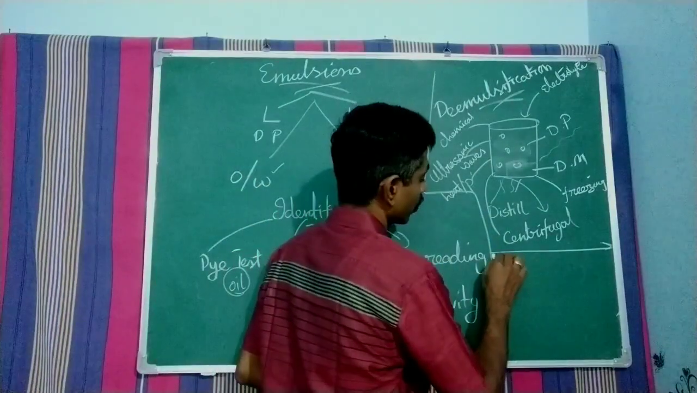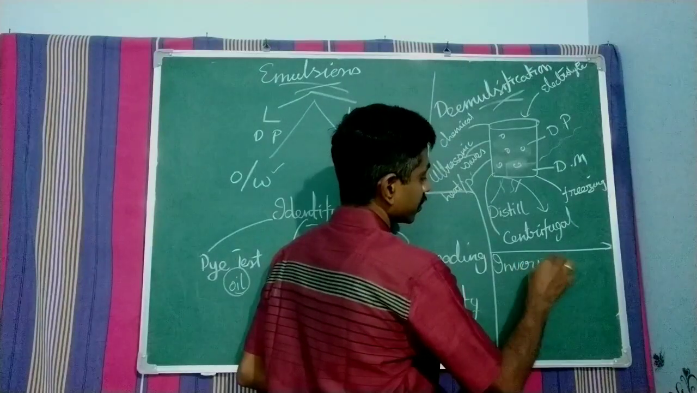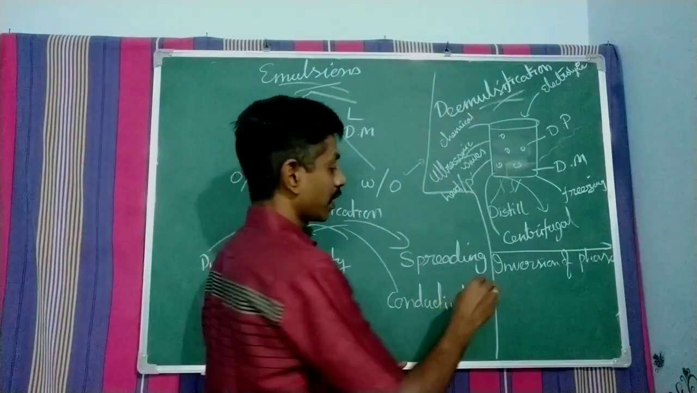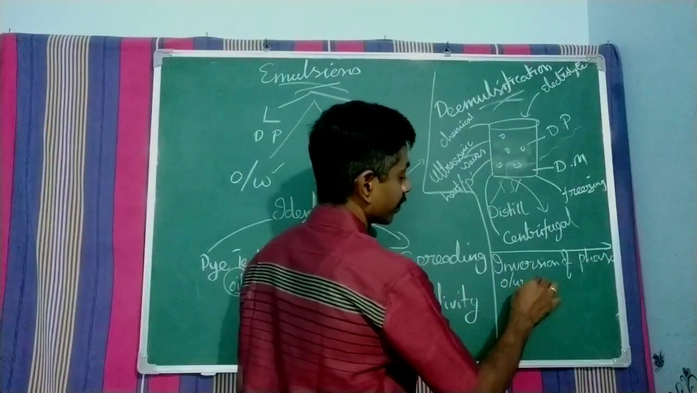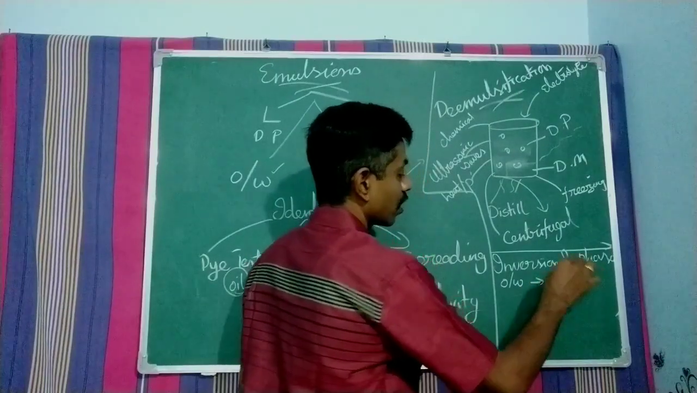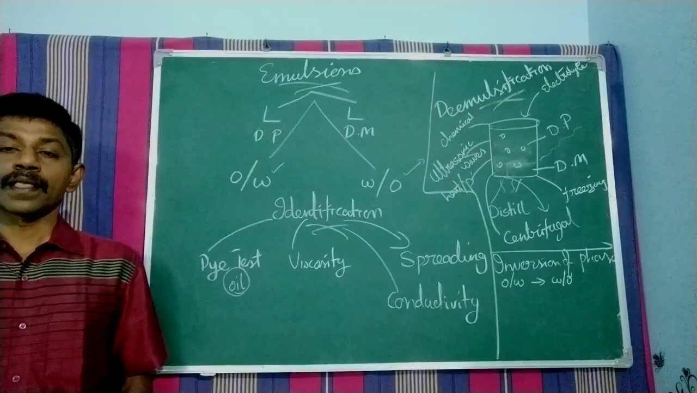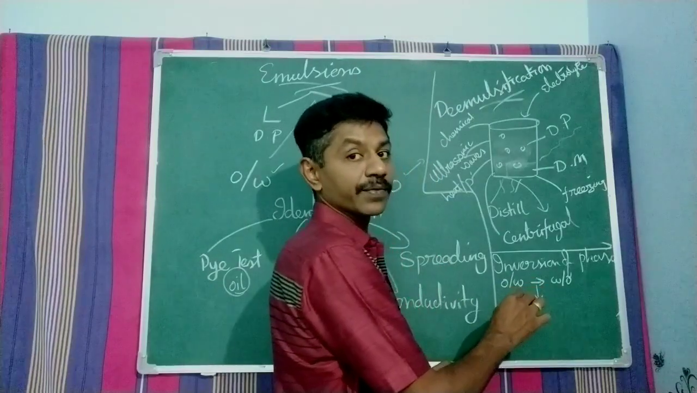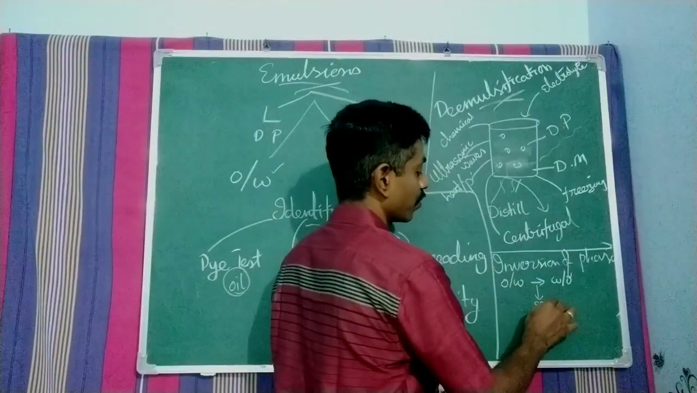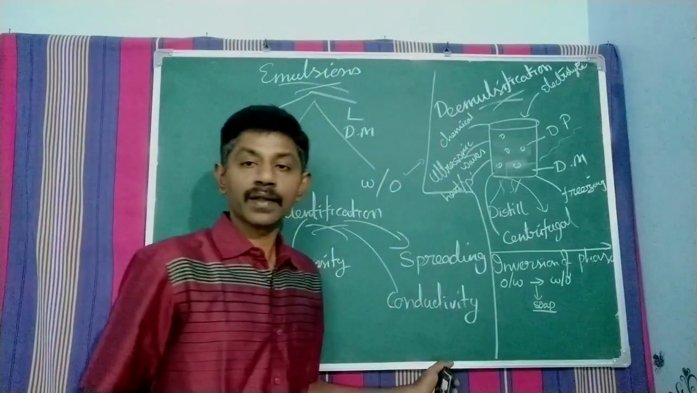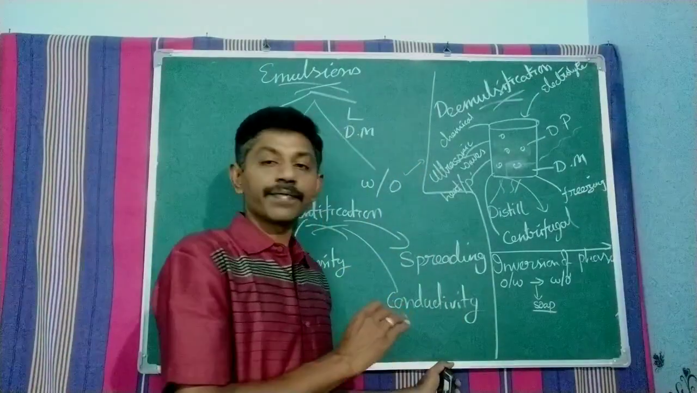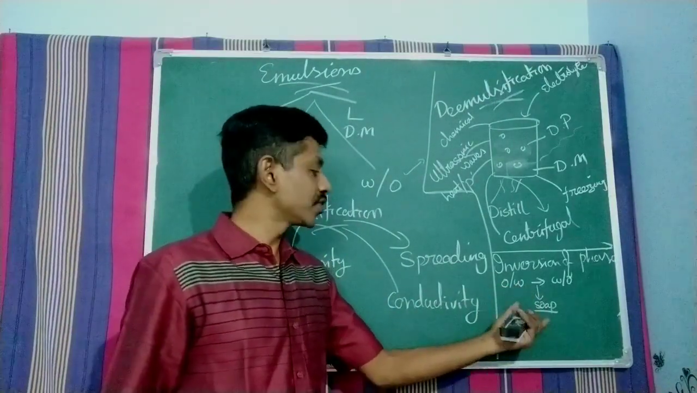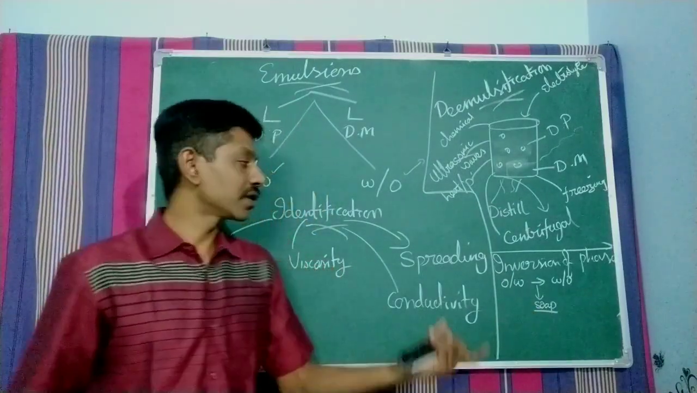One more thing we have to talk about is inversion of phase. Sometimes, an oil in water type of emulsion can be converted into a water in oil type of emulsion. How do they do it? By applying a lyophilic type of salt, this is possible, or they may go for addition of soap. So converting one form of emulsion into another, they use an agent, and now a lot of research is going into this process.